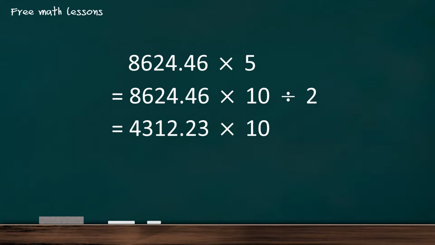Then we found that the digits of 8624.46 are exactly multiples of 2, and we could do it in our head and get 4312.23. And then multiply that times 10 to get the answer 43122.3. And we know intuitively that it's easier to divide a number by 2 than it is to multiply a number by 5.